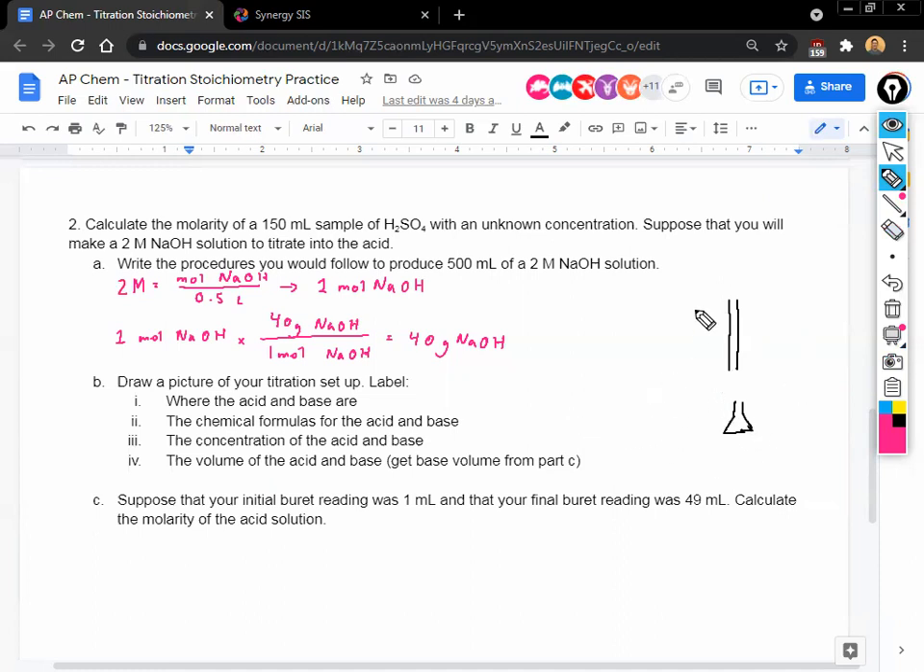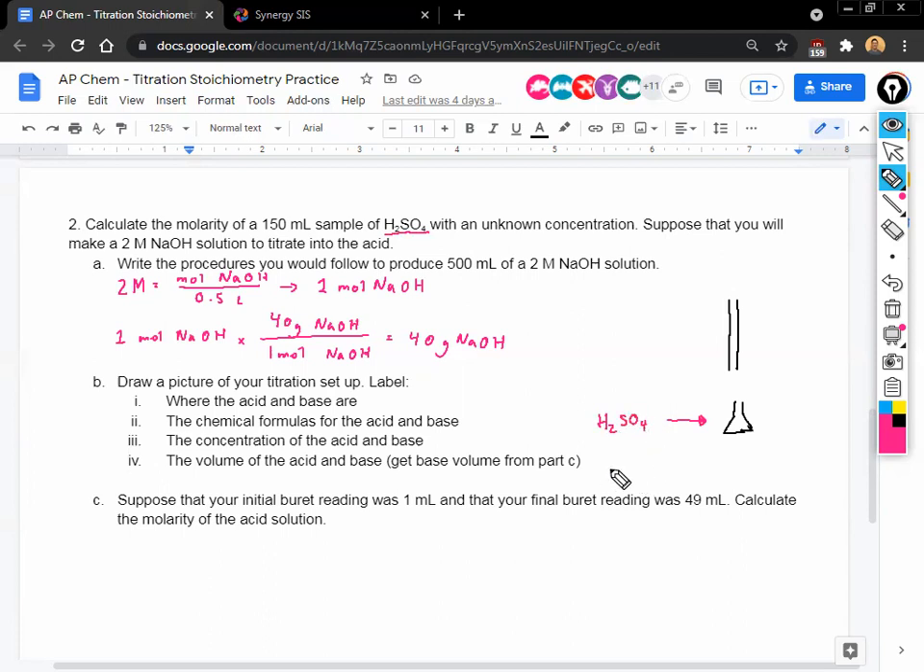All right, so where does the acid go? Does it go on the top or on the bottom? Yeah, bottom. Okay, so inside the flask is where you're going to put your acid. And our acid in this situation is sulfuric acid. So we have H2SO4.